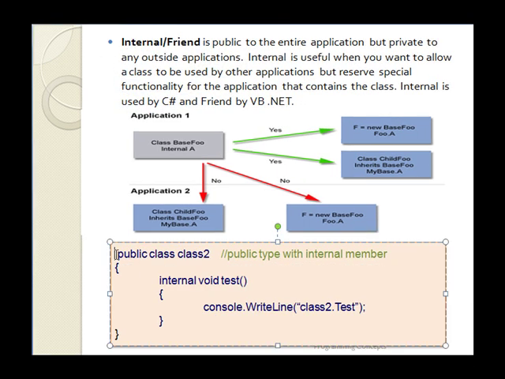Example: this is a public class, Class2. Inside this class it has an internal void Test, an internal method. This is a public type with an internal member. Then move to the next slide.